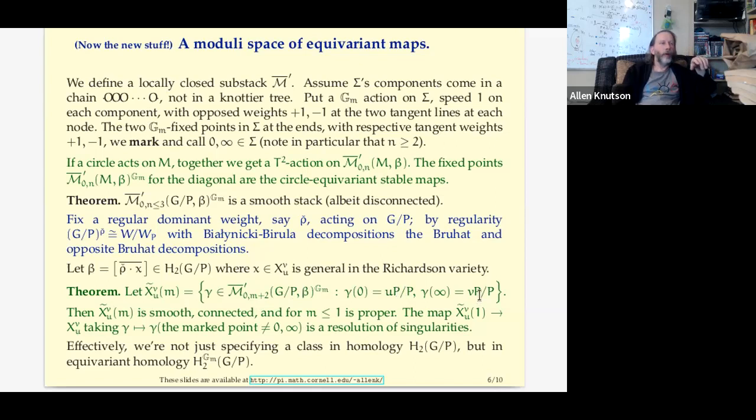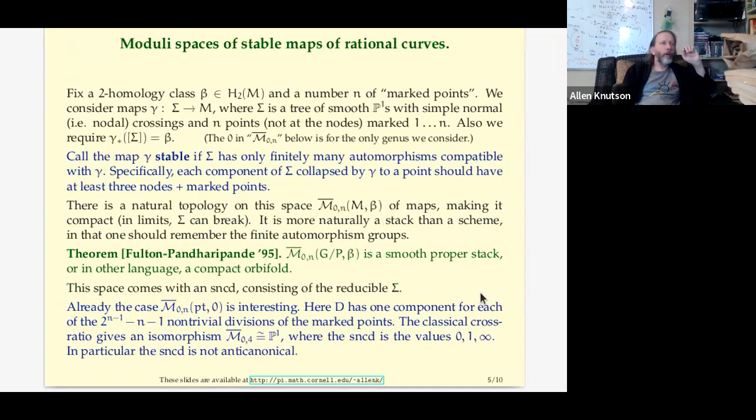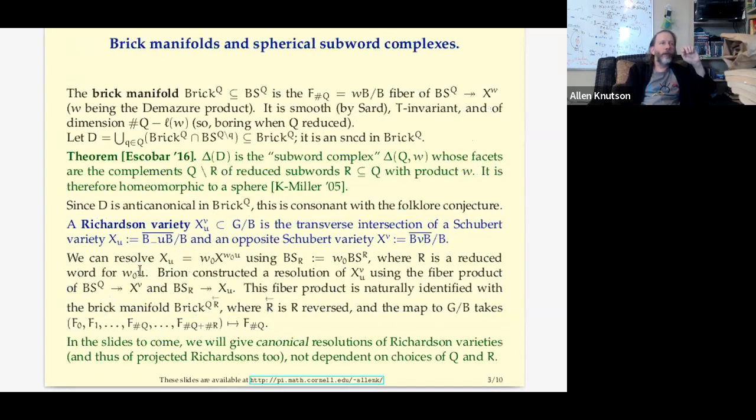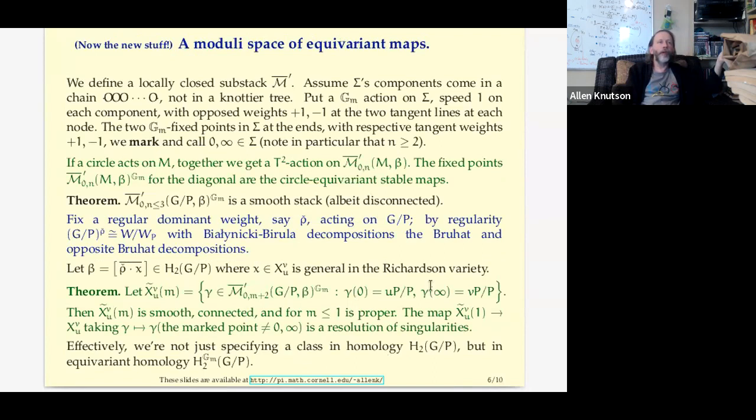This U and V were showing up when I was talking about Richardsons. So I have this Richardson, it's stuffed between U and V. And now I'm asking that my curve also somehow be between U and V. If you don't impose the GM on here, if you just say I'm mapping to the flag manifold, then we know by Fulton, Pandharipande that we get a smooth orbifold. If you then say, well, I also like this point to end up here and this other point to end up there, then those conditions are nice and generic, and that's also smooth. And then you take the fixed points, and that's also smooth. So that's where I'm getting this smooth variety.